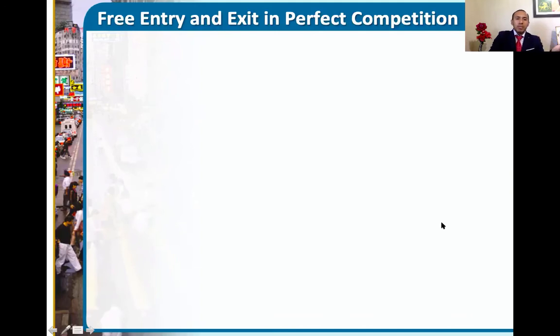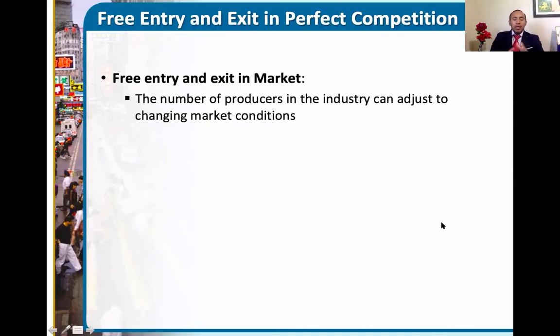And within this market, we can see that there is free entry and exit mobility into and out of the market. The number of producers in the industry can adjust to any change in the market conditions. And the number of sellers always adjusts as well. And the consumers can decide where to buy the product at any given time.